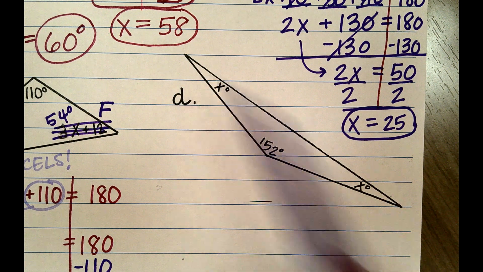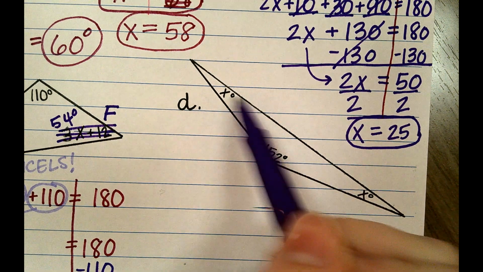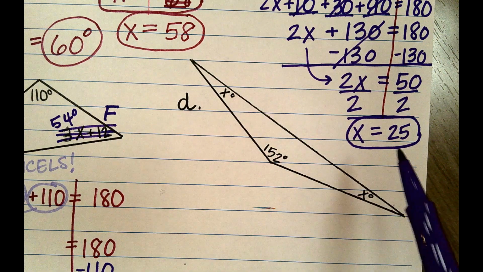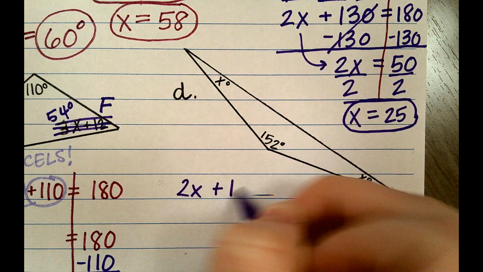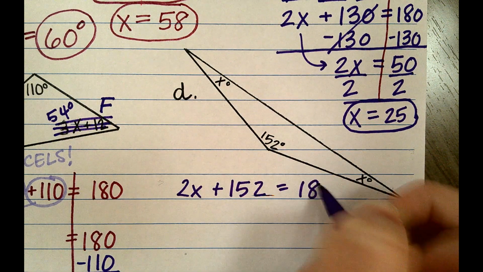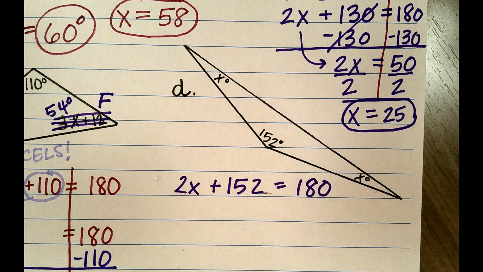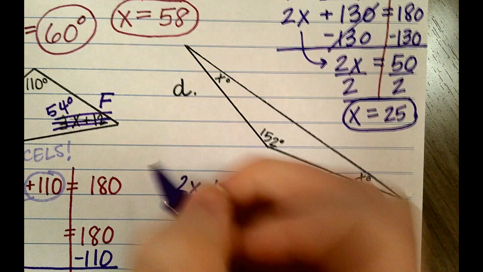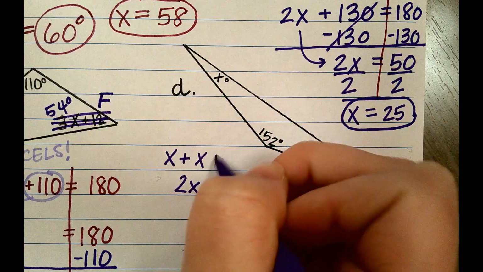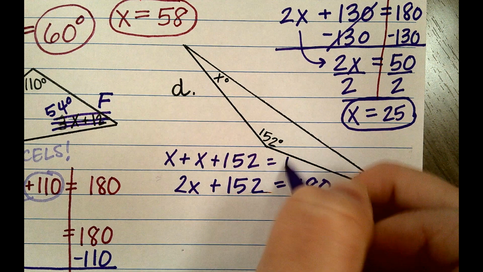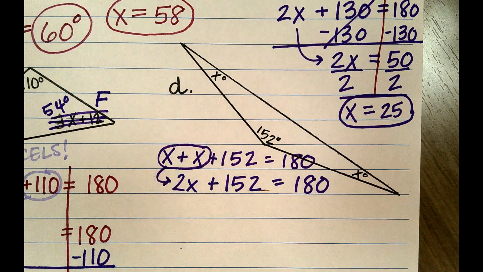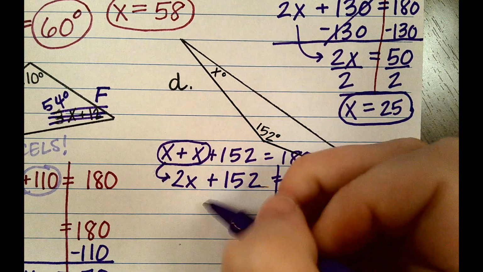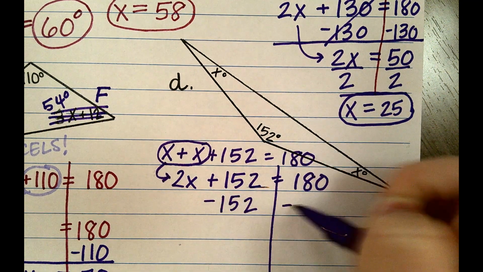We have a couple options. We could show right away I have an x and an x, so there's 2 of them, 2x. We could do that right away and say 2x plus 152 equals 180. If you are uncomfortable with putting 2x right away, you can still do x plus 152 equals 180, and just know that you're going to be combining like terms and that becomes 2x. Then minus 152 on both sides.